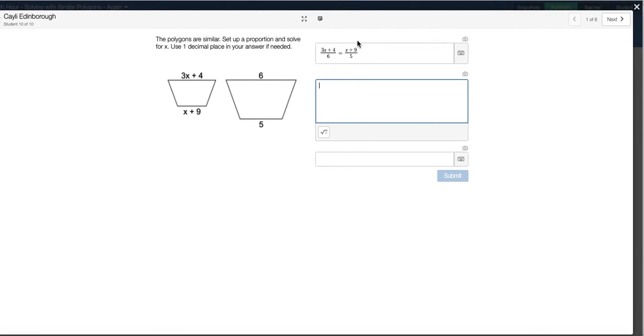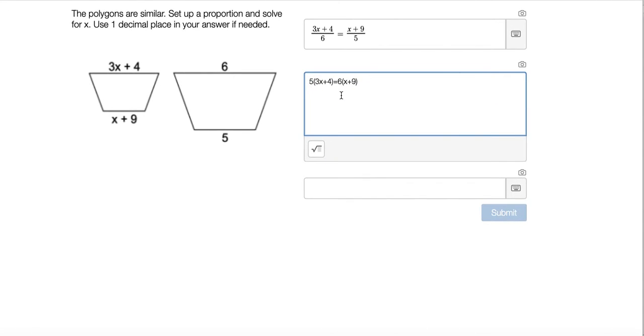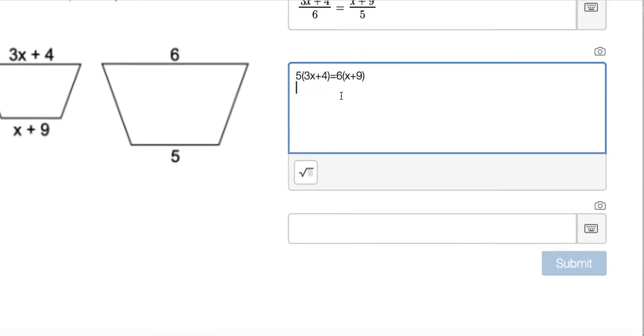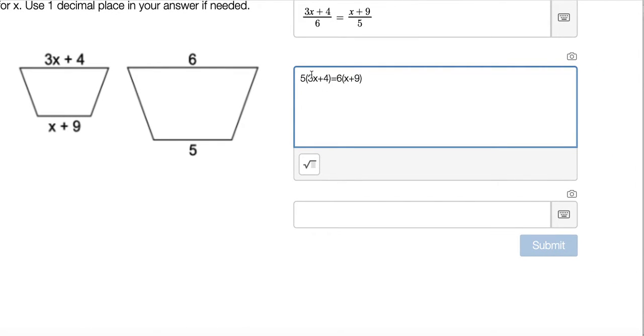To solve this, you'd want to set cross products equal to each other. So cross products here would be 5 times the quantity 3x plus 4 equals 6 times the quantity x plus 9. To continue from right there, you're going to want to make sure that you then distribute.